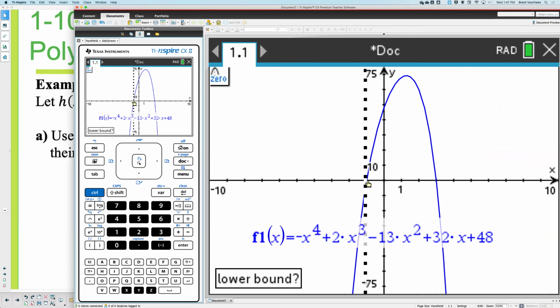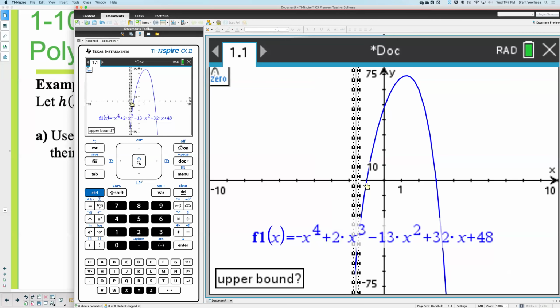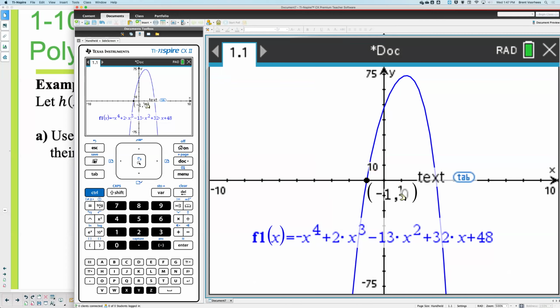Go to the left of the 0, click the center button. Now it should say upper bound. Go to the right of the 0, click. Are you getting the 0 and -1? Perfect. Let's repeat the process.